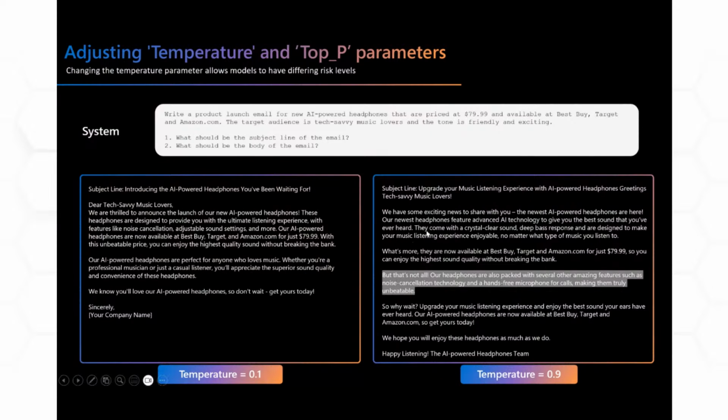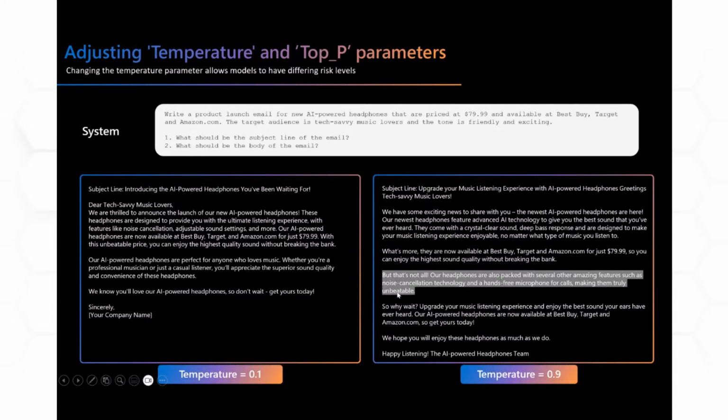Our newest headphones feature advanced AI technology to give you the best sound that you've ever heard. They come with crystal clear sound, deep bass response, and are designed to make your music listening experience enjoyable no matter what type of music you're listening to. What's more, they're now available at Best Buy, Target, and Amazon. Same thing, and then $79.99. But then if you look here, it says, but that's not all. Our headphones are packed with several other amazing features, such as noise cancellation technology and hands-free microphone for calls.